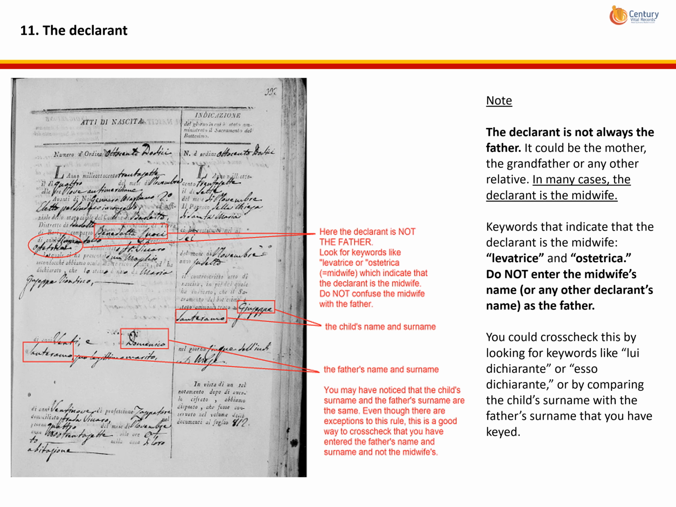Keep in mind that the declarant is not always the father. The declarant can be the midwife, the mother, a relative, or any other person. Look for keywords which indicate that the declarant is the midwife. Do not assume that the declarant is the father, and do not enter anybody else's name in the father's name fields. Look for keywords that help you identify the father correctly.